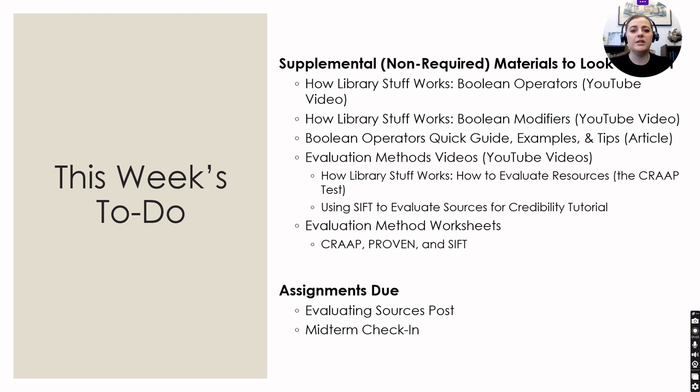For supplemental materials, these again are non-required, but they'll give you a little bit more information if you need it. We do have 2 videos from How Library Stuff Works about Boolean operators and modifiers. We have our Boolean operators quick guide and examples and tips article. We also have some evaluation methods videos: one about the CRAP test as well as one about the SIFT evaluation model. And then we also have some evaluation method worksheets for the CRAP method, the PROVEN method, and the SIFT method. We'll get into those a little bit more throughout this video.